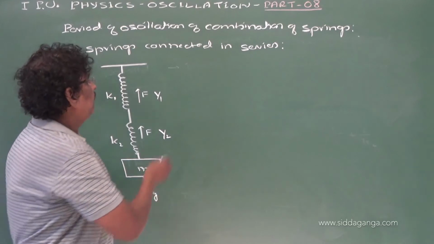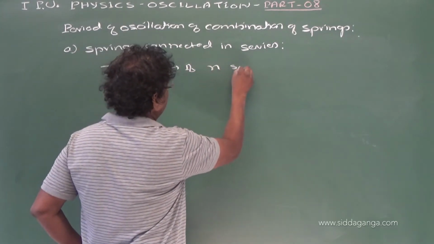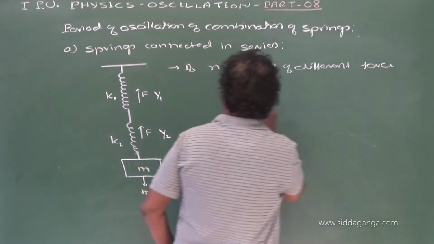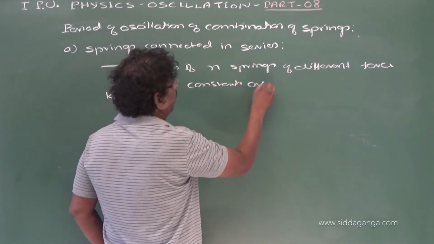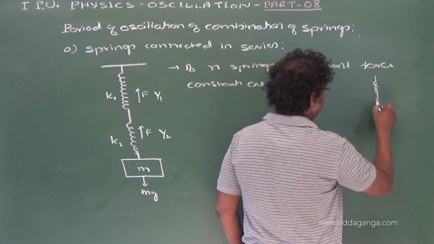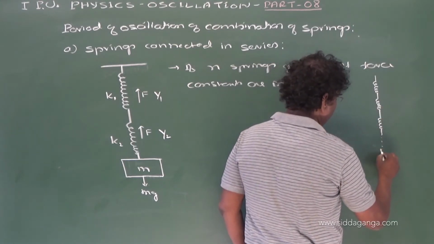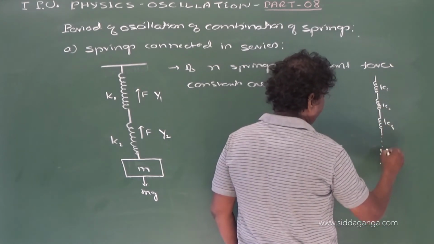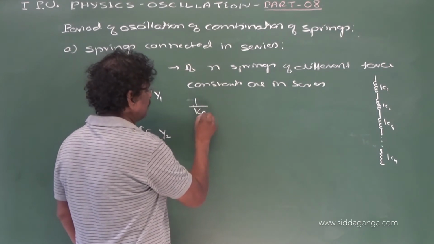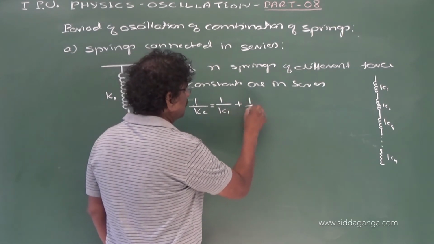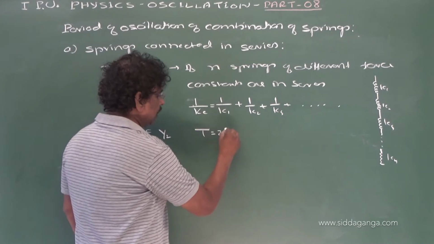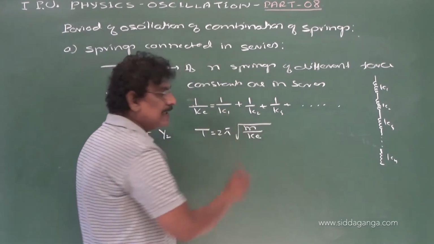Now, if n springs of different force constants are in series, just like this, K1, K2, K3, etc. Kn, then in this case the effective force constant is 1 by Ke is equal to 1 by K1 plus 1 by K2 plus 1 by K3 plus etc., and time period T is equal to 2 pi into square root of m by Ke.